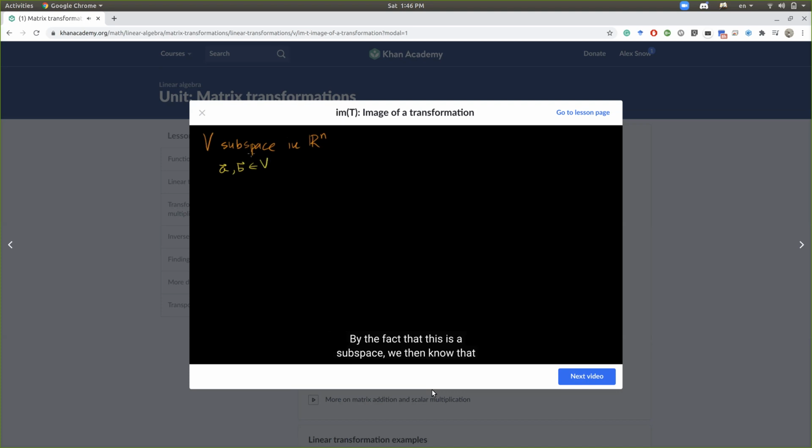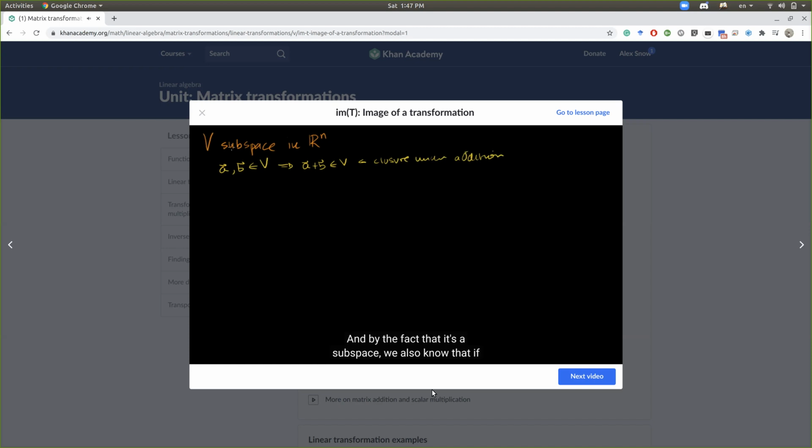By the fact that this is a subspace, we then know that the addition of these two vectors, or A plus B, is also in my subspace. And this just is our closure under addition.